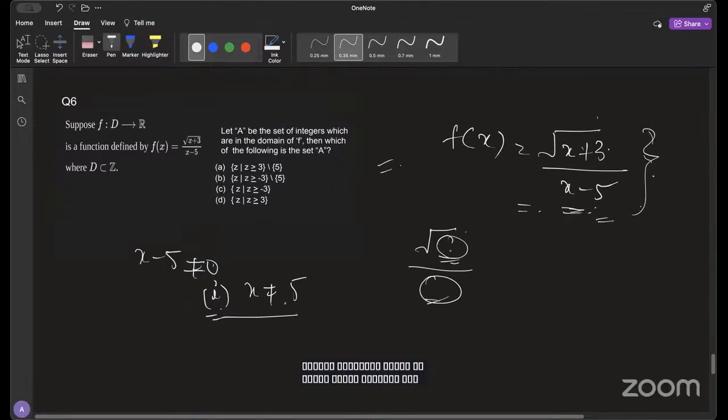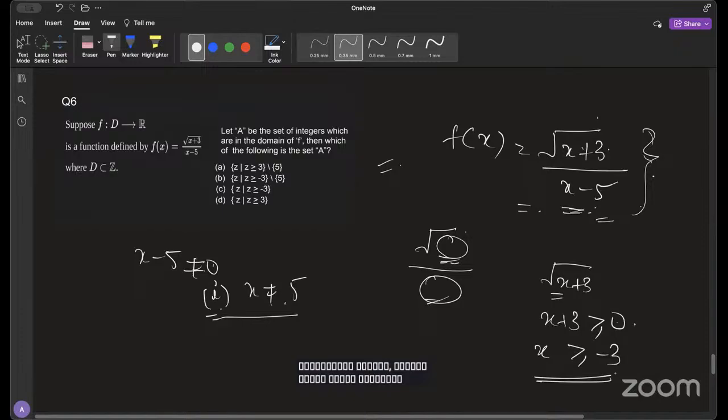Then second, we'll come to the square root. You would want square root of x plus 3 to be defined. For that, you would need x plus 3 to be greater than or equal to 0. Subtracting 3 from both sides of the inequality, you would want x to be greater than or equal to minus 3. Are both these parts clear? This is your second condition, and your first condition is this.